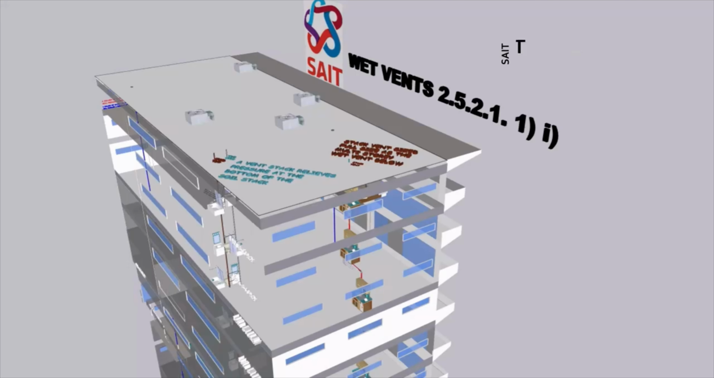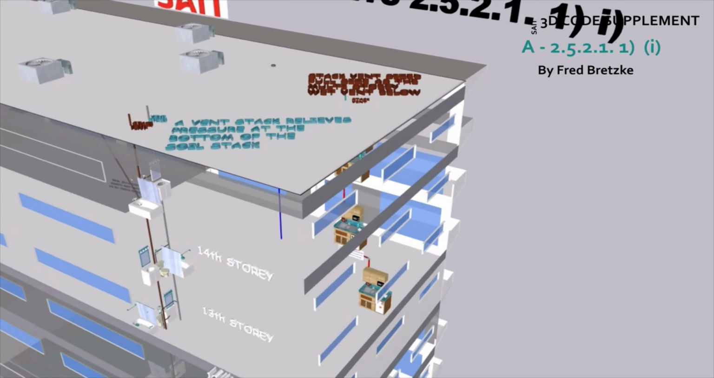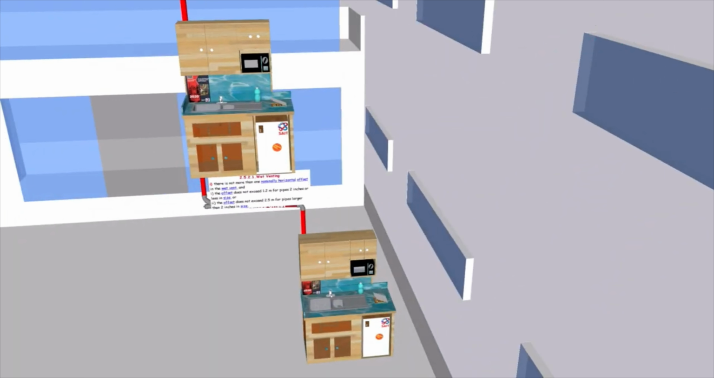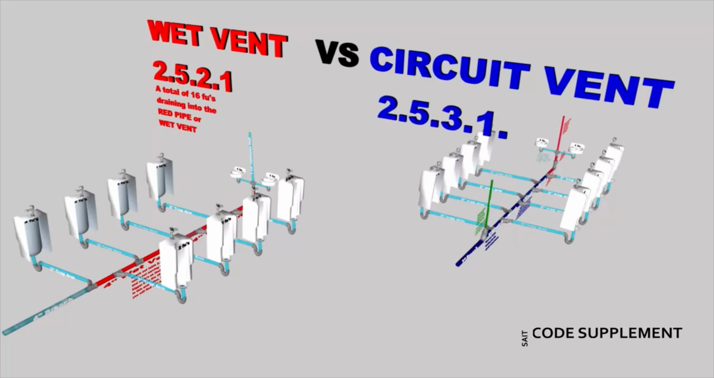This 14-story building will include a horizontal wet vented offset near the top of the building. The wet vented stack is handling 14 kitchen sinks and 1 bar sink worth 21 fixture units. To wet vent or to circuit vent.